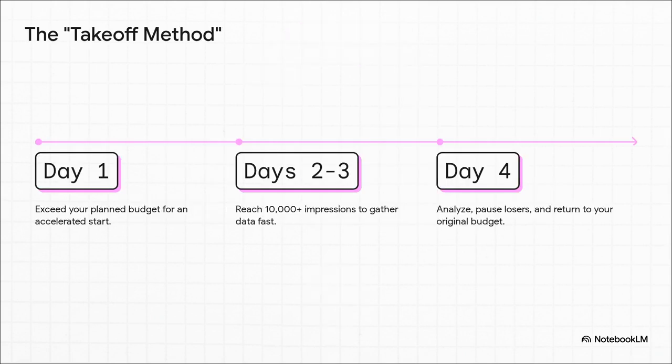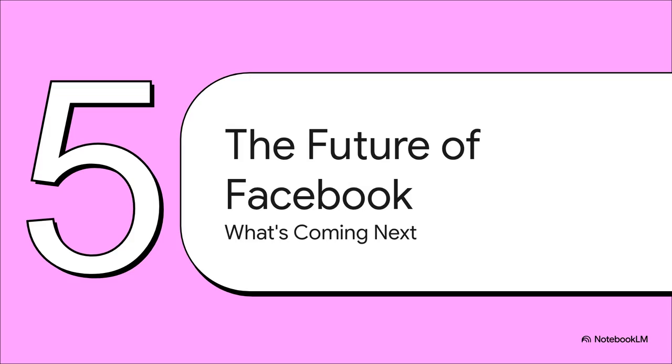All right, here's a pretty cool advanced trick, especially if you have a smaller budget. It's called the takeoff method. Instead of just trickling your money out, you double down for the first couple of days. Why? To get a ton of data fast. Then you can see what's working, kill the losers, and go back to your normal budget, knowing you're not wasting a single penny.